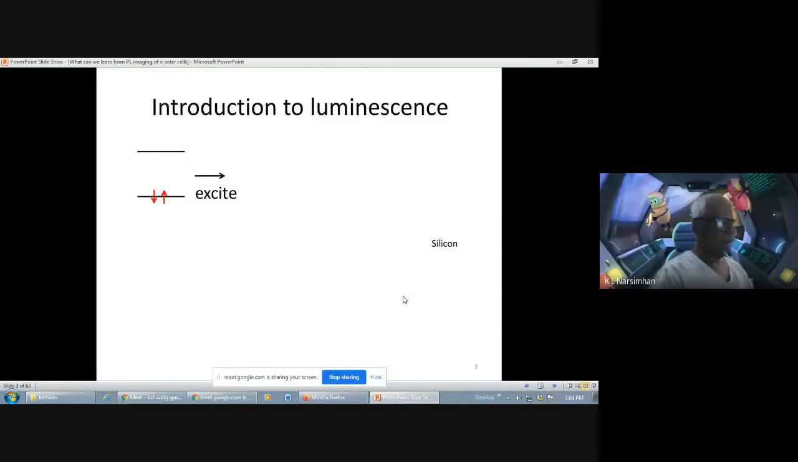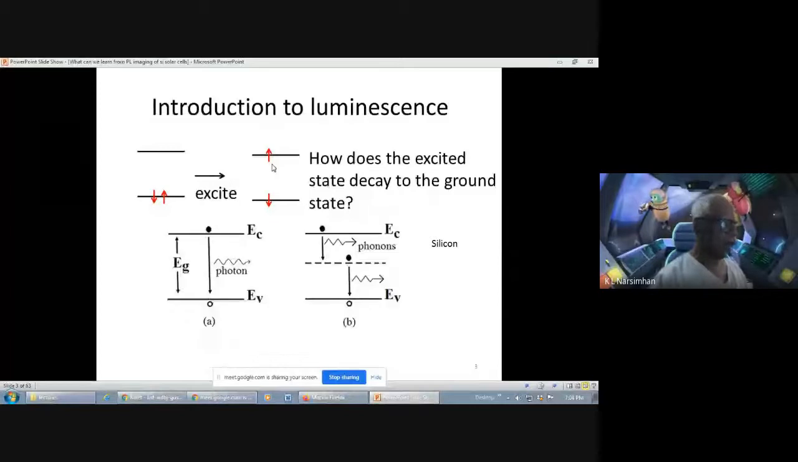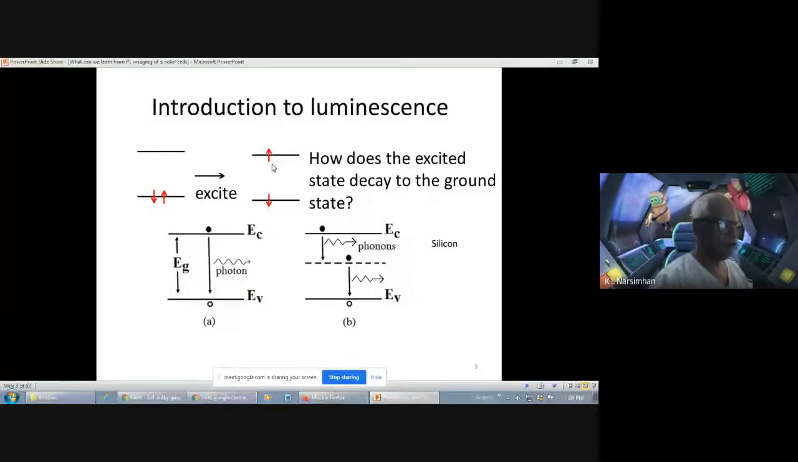Okay, so two-slide introduction to luminescence. Supposing you have a semiconductor or anything in the ground state, and then you excite it. When you excite it, you create an excited state. So here it's the ground state. So now here you have one electron in the ground state, and this is the excited state. And now we ask this question: how does the excited state decay to the ground state? Okay, and I'm talking of solids at this point in time, and not necessarily only of molecules and atoms. So it can do two ways.